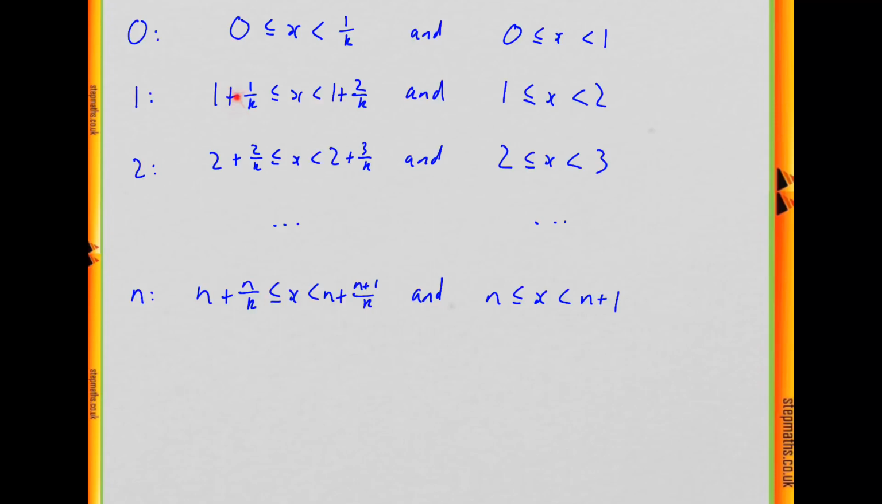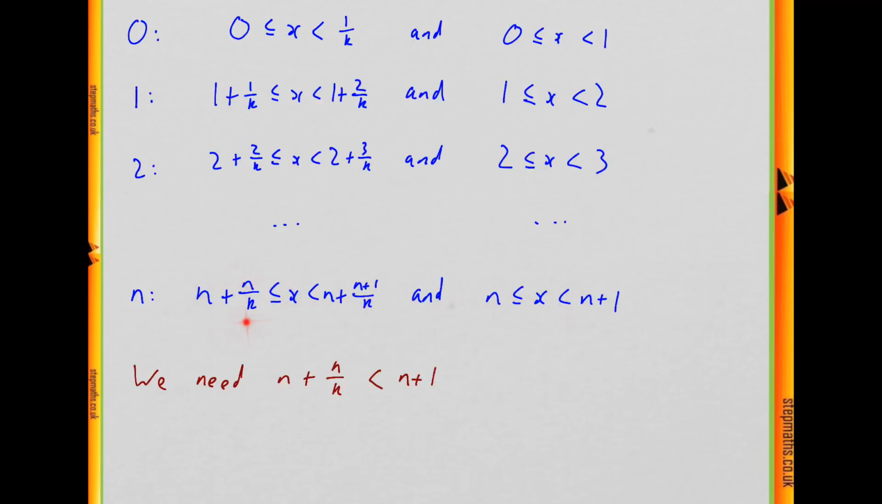Well, if we observe, the left-hand side of each of these is increasing by 1 plus 1 over k each time, and here the numbers are just increasing by 1 each time. So these are increasing faster. So eventually this will be too big. What happens if it's too big? Well, it means there's no overlap, because this has to be bigger than this, and therefore x can't satisfy both of these at the same time.